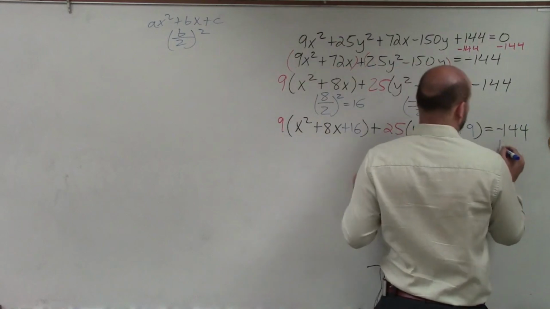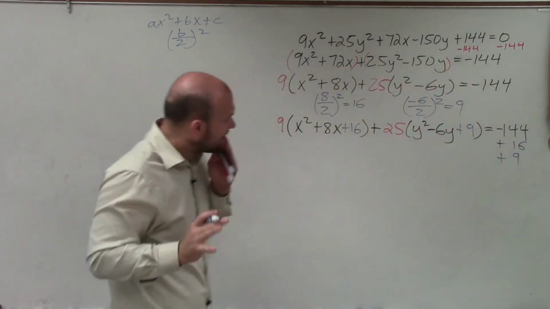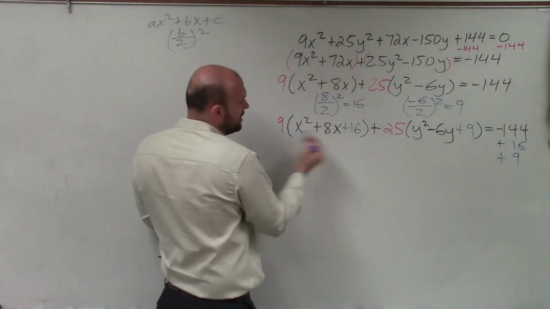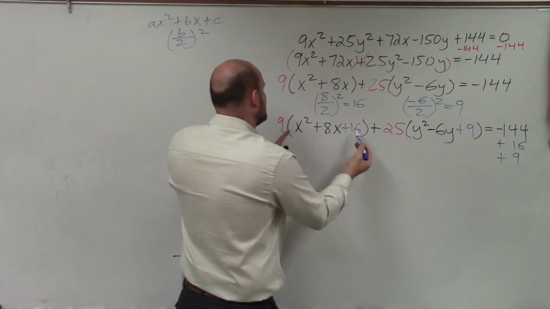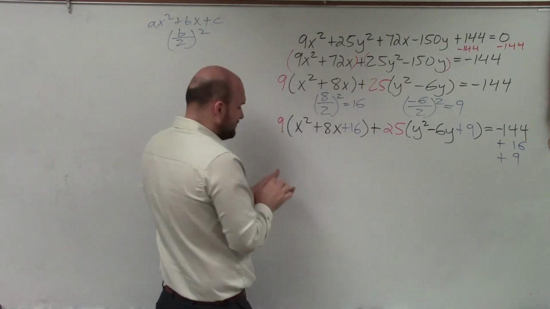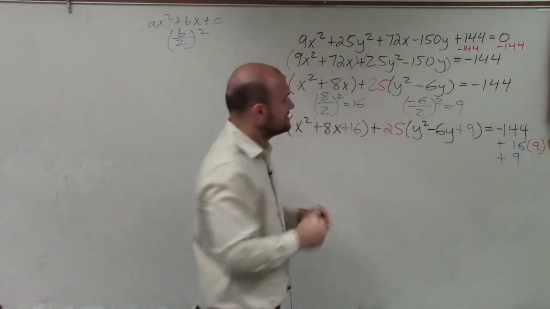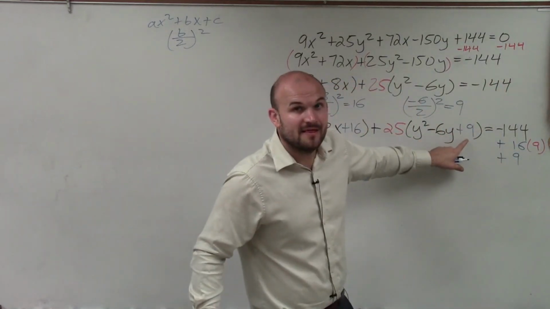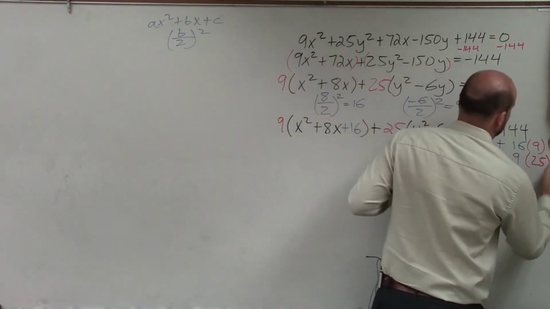If you add something on the left, you've got to add it on the right. However, we've got to make sure that when I add this on the left side, I added it inside the parenthesis. And inside the parenthesis, it's being multiplied by 9. So therefore, on the right side, I've got to multiply this value by 9. And since I added 9 inside the parenthesis here, that is being multiplied by 25, so I'm going to multiply this by 25.